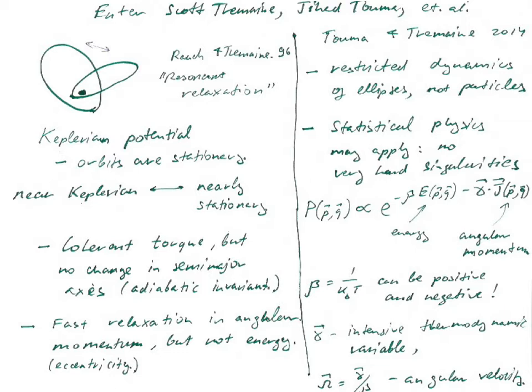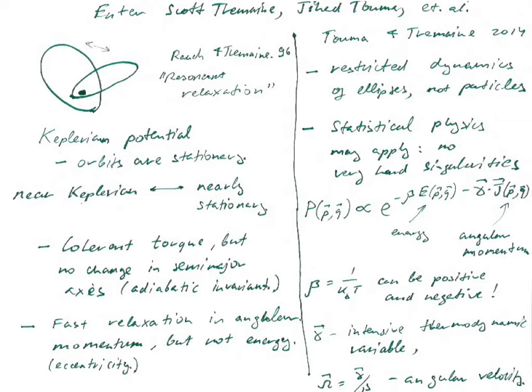And so what happens is, as a result of these torques, the eccentricities and the angular momenta of the orbits evolve quite rapidly, much more rapidly than the semi-major axes of the stellar orbits. So you have a fast relaxation in angular momentum, but not in energy.